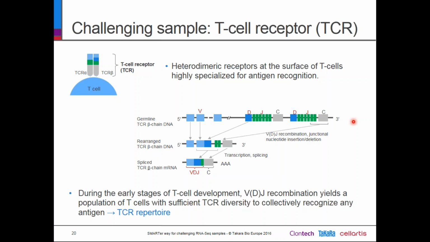What is very well described and known now is that this TCR locus undergoes a very important recombination during the germline and then during the splicing. The idea of this is to generate very high diversity of TCRs that will be able to recognize any antigen. So there are hundreds and thousands of different TCR sequences, and this is what is called the TCR repertoire. And the challenge here is to be able to sequence all this huge diversity.